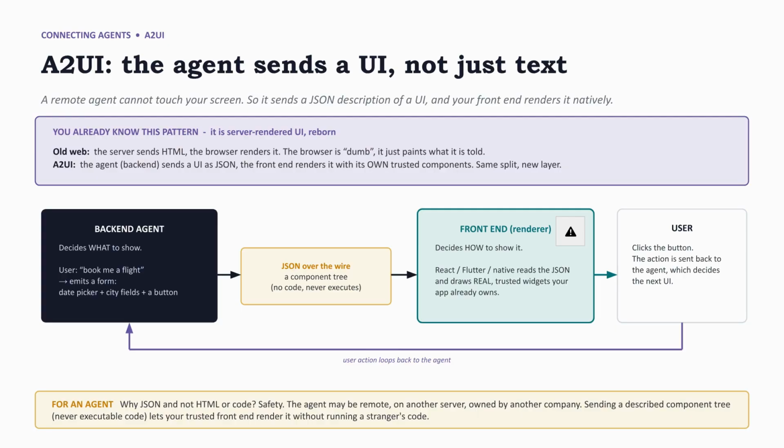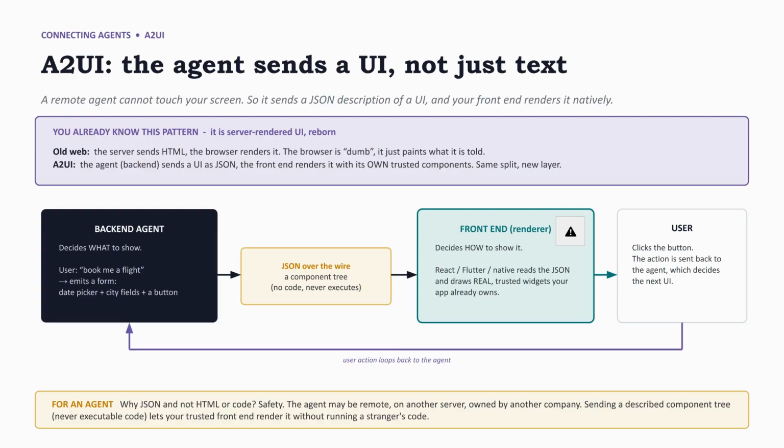A2UI: the agent sends a UI, not just text. A remote agent cannot touch your screen, so it sends a JSON description of a UI and your front end renders it natively, which is the old server-rendered web pattern reborn. The backend agent decides what to show, for example emitting a flight booking form with a date picker and fields, while the front end in React, Flutter, or Native decides how to show it using its own trusted widgets. The user's click loops back to the agent, which decides the next UI, so it becomes a conversation made of interfaces rather than text.